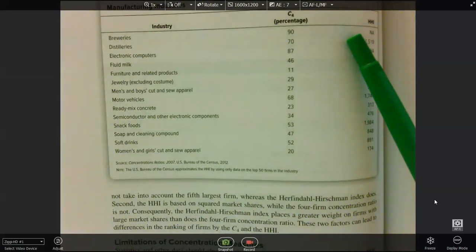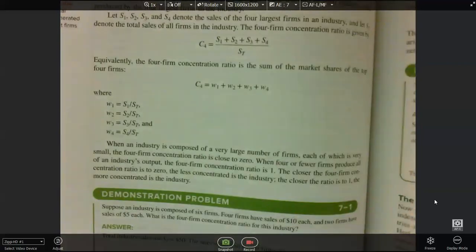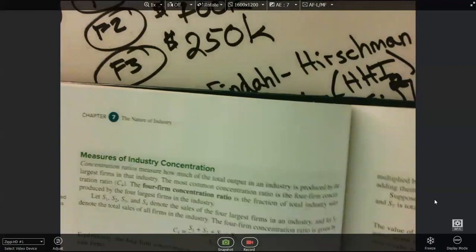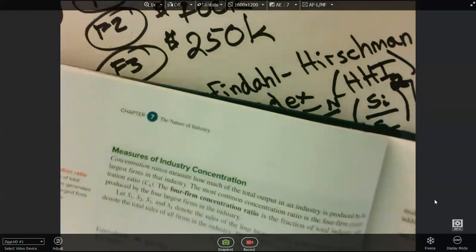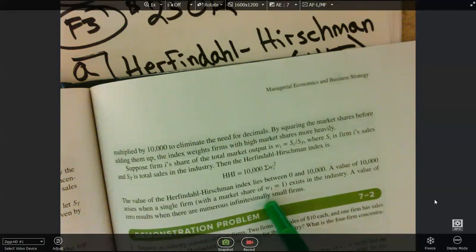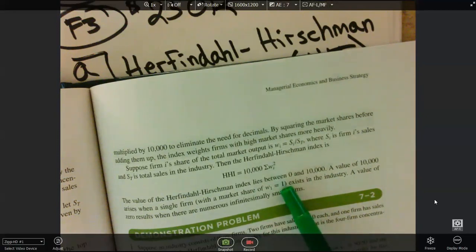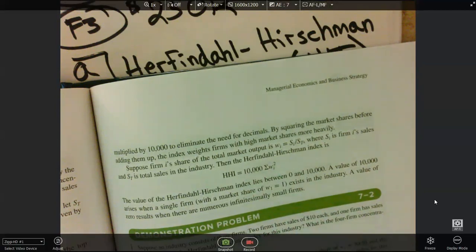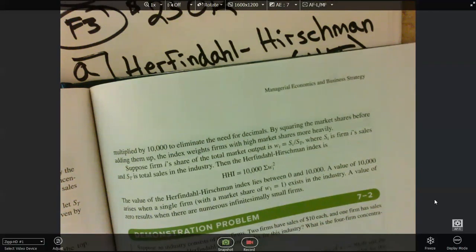No, the monopoly would be 10,000. So here, we're told right here that a value of 10,000 arises when a single firm has a market share, that's this weight that we're calculating, equal to 1. So it's just going to be 10,000 times 1. So when it's high, that means that there's a lot of concentration. It's sometimes going to be 10,000, very occasionally, when there's only one firm in the industry.